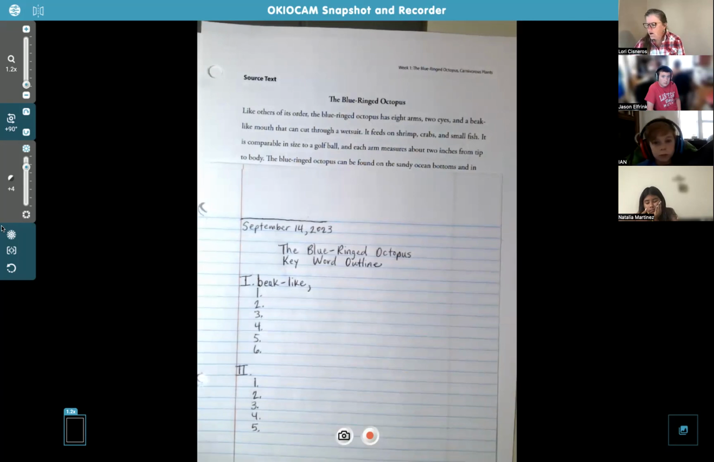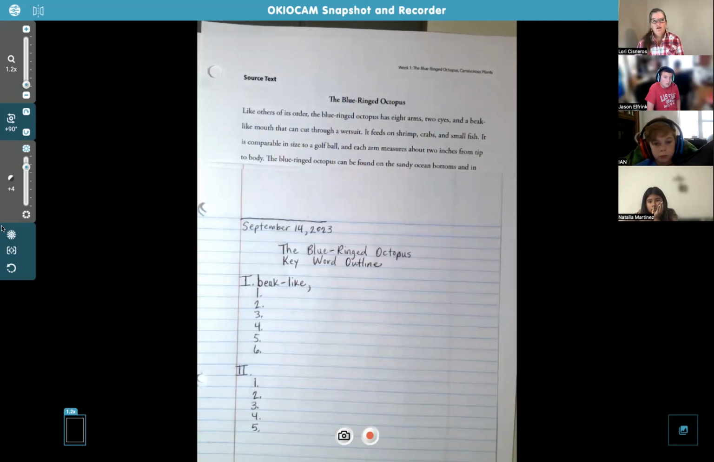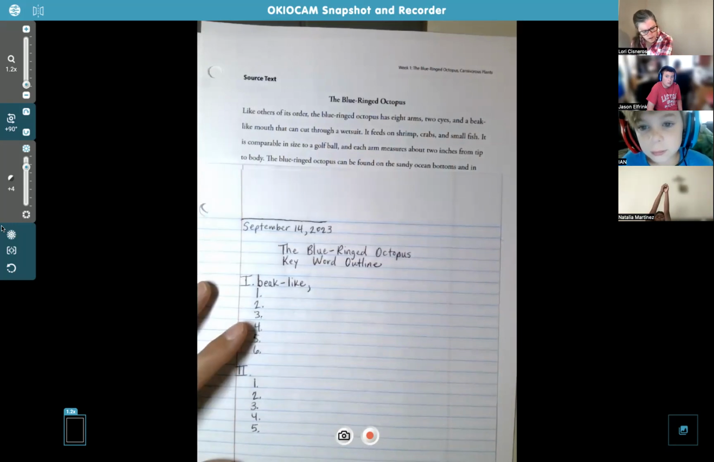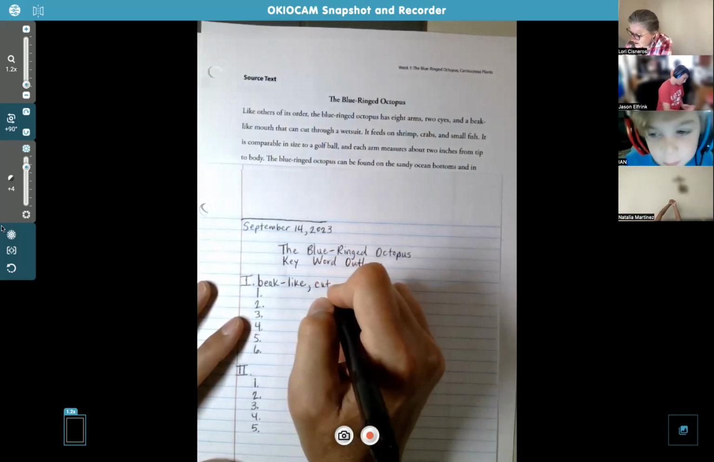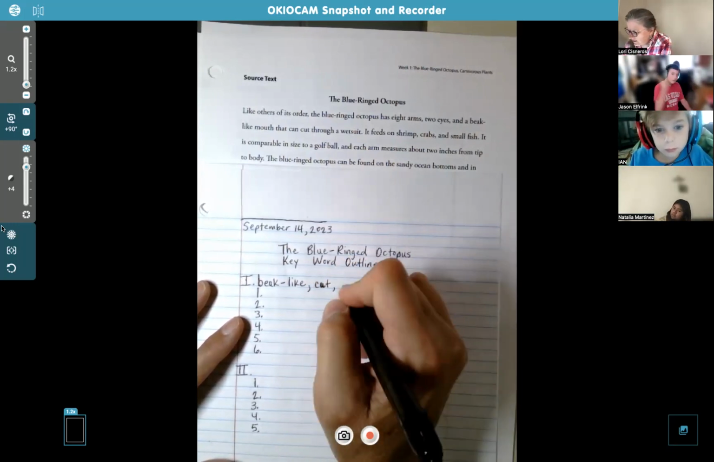But the really interesting part about this sentence is that it can cut through a wetsuit. Now, if you don't know, a wetsuit is what surfers wear because it's really cold in the ocean, especially in California. And so the wetsuit keeps them a little warmer, and it's thick and it's flexible, but it's really thick. So for this little tiny thing, remember, it fits in your hand, the size of a golf ball. If it can cut through your wetsuit, that's pretty powerful. So I'm going to put the word cut. That's a U, by the way. Didn't come out very good, but that's U. Cut, and then wetsuit.